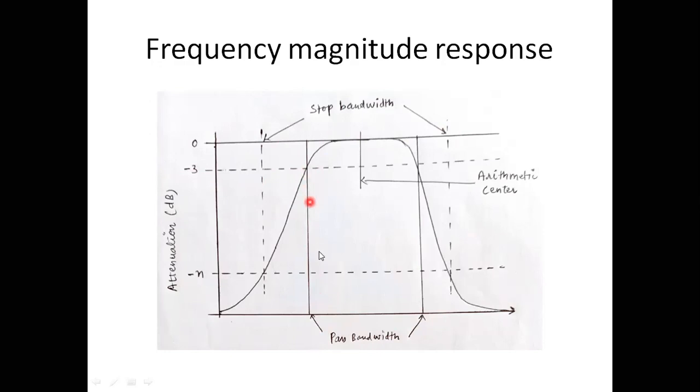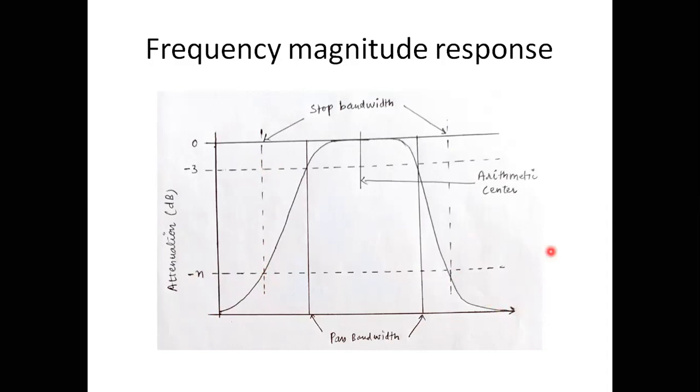Corresponding to the pass band gain, we will have two frequencies. One frequency is here, another frequency is here. This frequency is your FP1 and this frequency is your FP2. And corresponding to the stop band gain, which in the question is given as minus 60 dB, you have two frequencies, FS1 and FS2. This is your 0 hertz, and at the end this is half of the sampling frequency, meaning the Nyquist rate. So this is your frequency magnitude response.